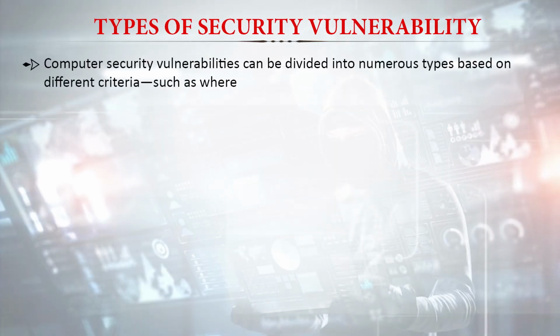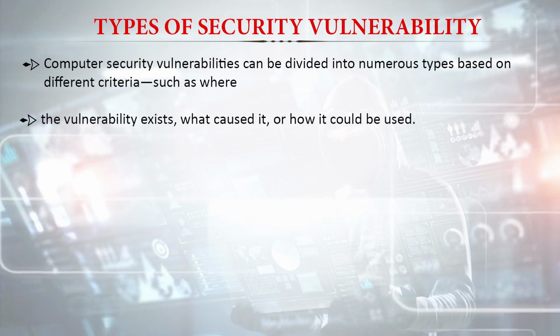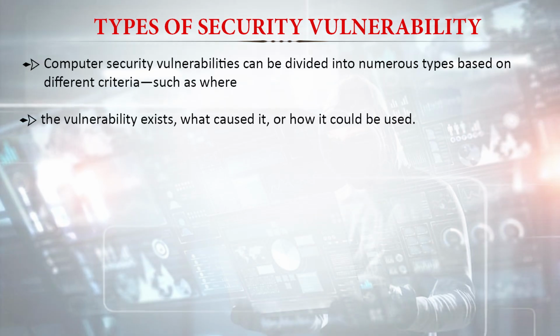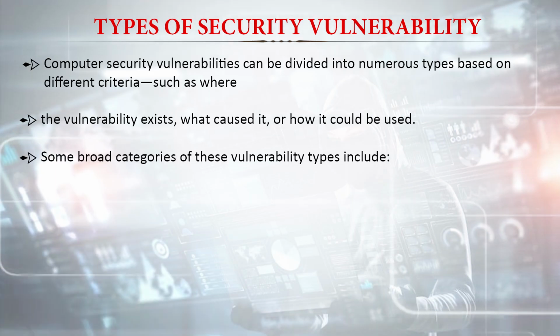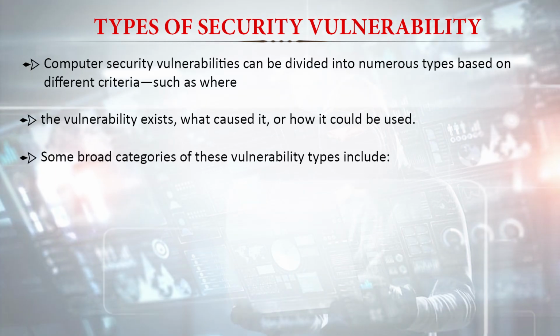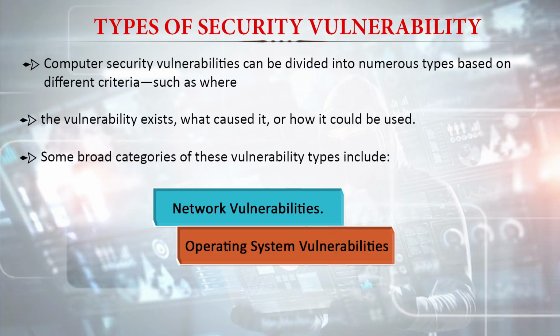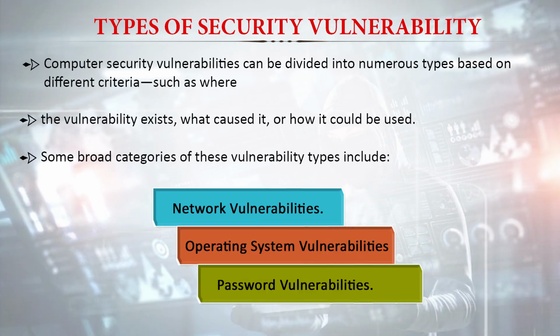Now we'll talk about some of the types of security vulnerability. Computer security vulnerability can be divided into numerous types based on different criteria, such as where the vulnerability exists, what caused it, how it could be used. Some broad categories include network vulnerability, operating system vulnerability, and password vulnerability. There are three basically primarily defined, but not necessarily; if you read the literature, you find some other different types have been discussed. But we'll confine to these kinds of vulnerability, and more on network and operating system.